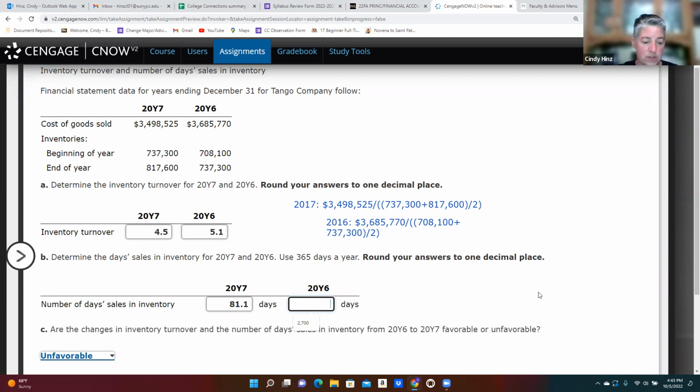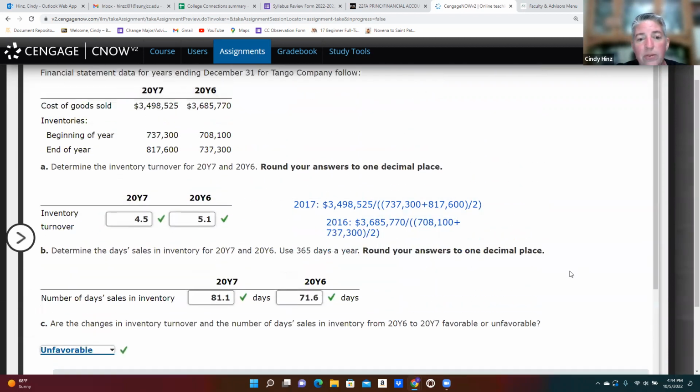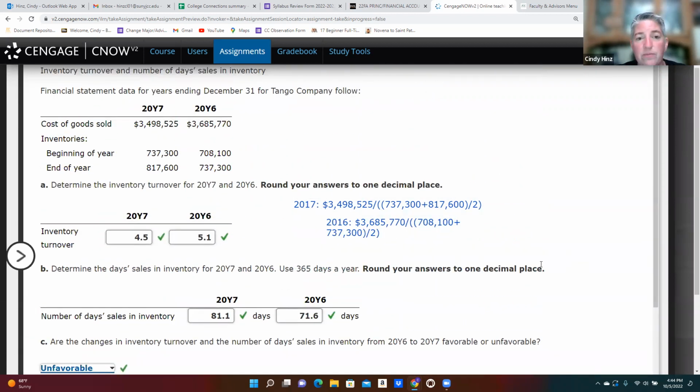And in 2016, 365 divided by 5.1. In 2016, they were selling it about 10 days faster. And so that means 10 days less in their financing period, in their operating cycle, 10 days faster they're getting their money from their customers because they're selling that inventory and getting paid for it. They then have that money to turn around and reinvest in the business to buy more inventory or whatever it is they need to do.